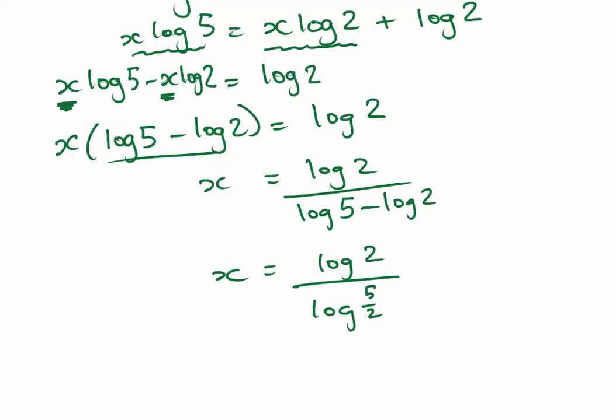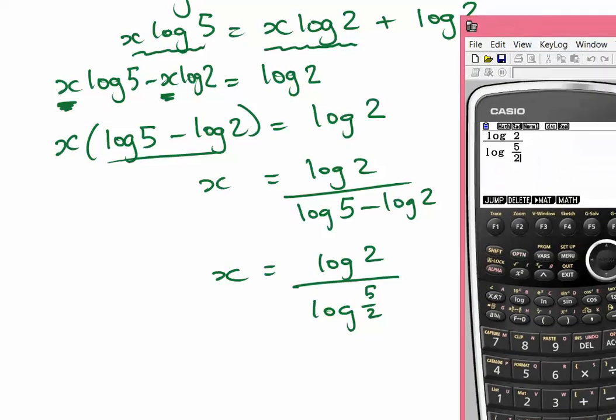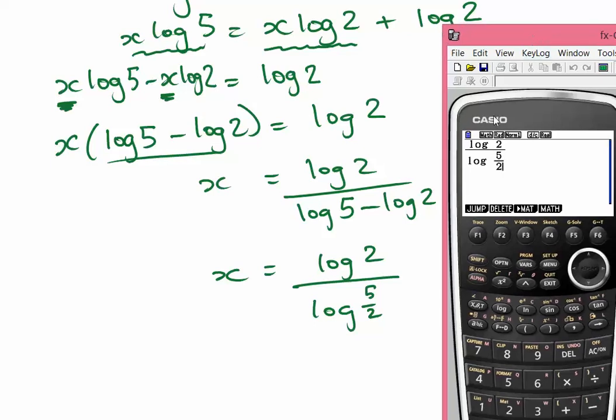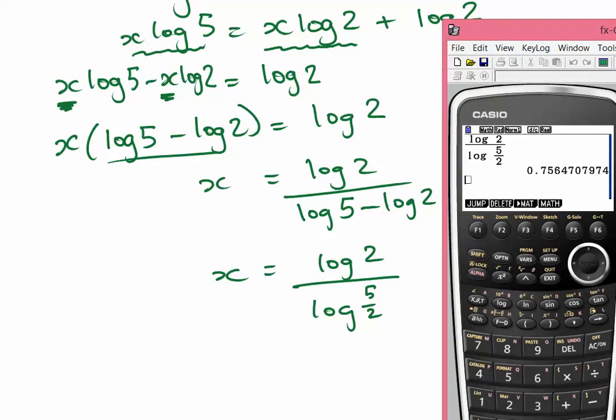Okay, so back again. If you type that in carefully, the fraction button is really helpful on your calculator for making sure that you type that in right. So log 2 divided by log 5 over 2, the answer that I get for that is approximately 0.756. So hopefully you got the same answer.